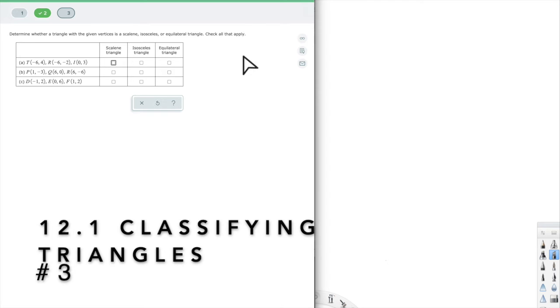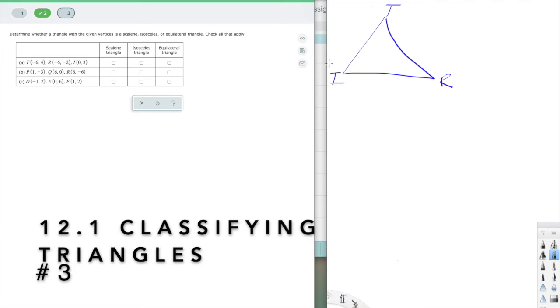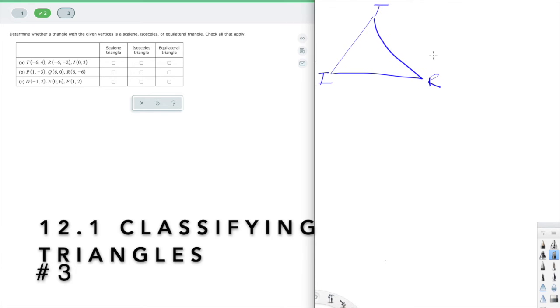I need to know the distance between these coordinates. If I have a triangle like this, and I'm not necessarily paying attention to the coordinates when I draw that triangle, here I have my 3 vertices, T, R, and I, and I need to know the distance between them. So I'm just using a coordinate grid to do that. We are going to need the distance formula.